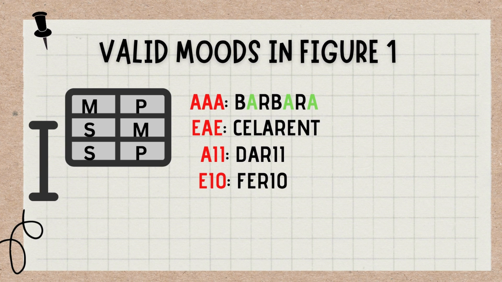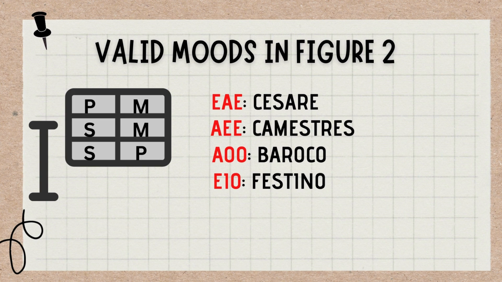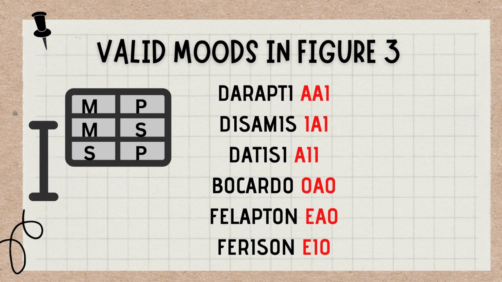AII and EIO. In figure 2, which is PM, SM, SP, we have valid moods EAE, AEE, AOO and EIO. With the help of the names beside the moods, Cesare, Camestres, Baroco and Festino, you can easily remember the valid moods in each figure. So, in figure 3, which is MP, MS, SP, we have valid moods AAI, IAI, AII, OAO, EAO, and EIO.